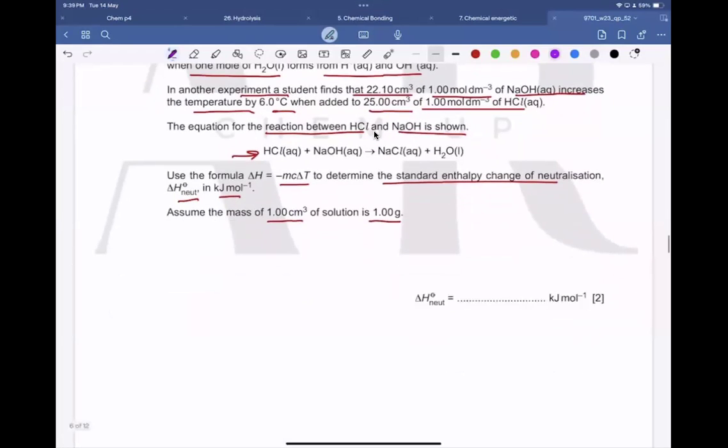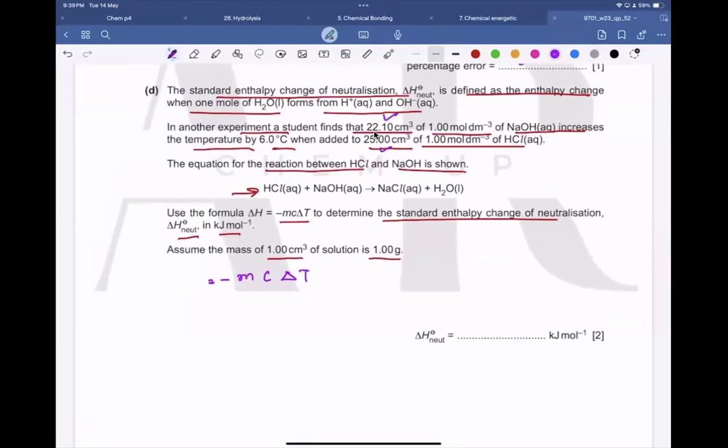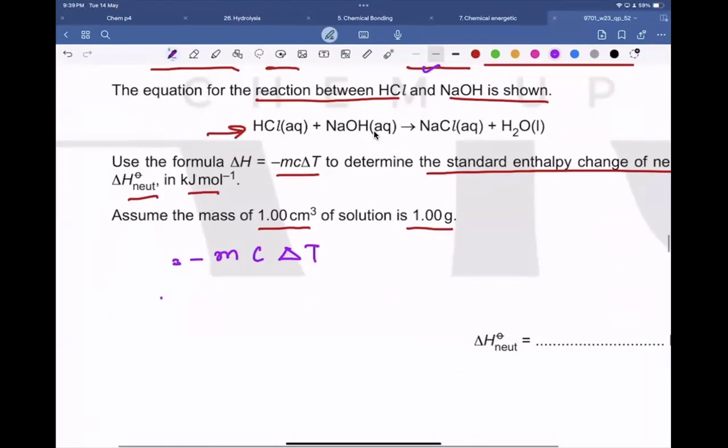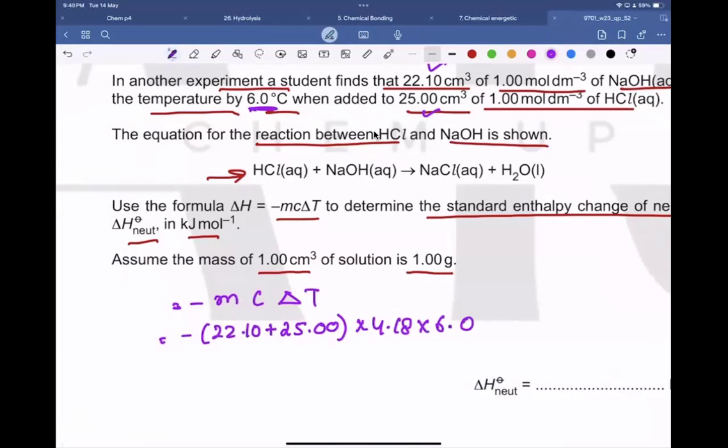We are going to use this formula, minus mcΔT. One solution is this one and the other one is this one. So the mass is going to be 22.10 plus 25.00, because both the solutions have been used. The specific heat capacity is 4.18, and the change in temperature they have mentioned is 6.0. Can anyone calculate it and tell me the answer, please?